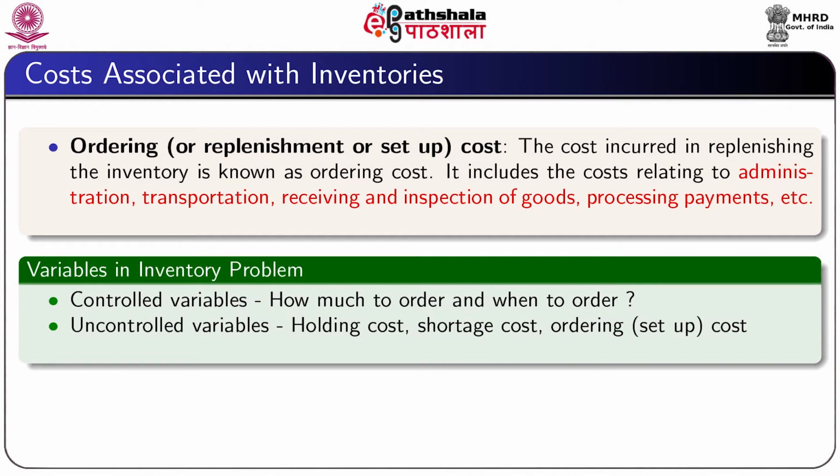Variables in inventory problem. There are mainly two kinds of variables, controlled variables and uncontrolled variables. Controlled variables are how much to order and when to order, and uncontrolled variables are holding cost, shortage cost, ordering cost or setup costs.